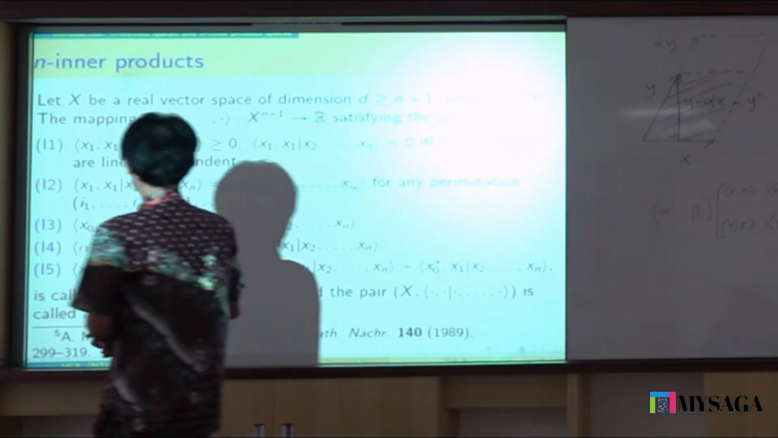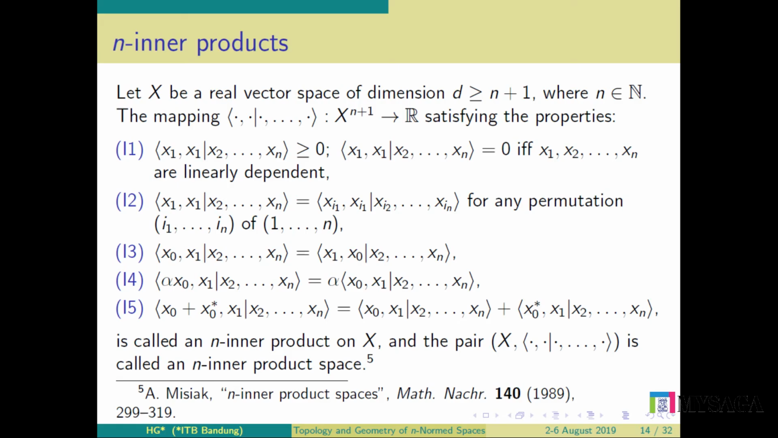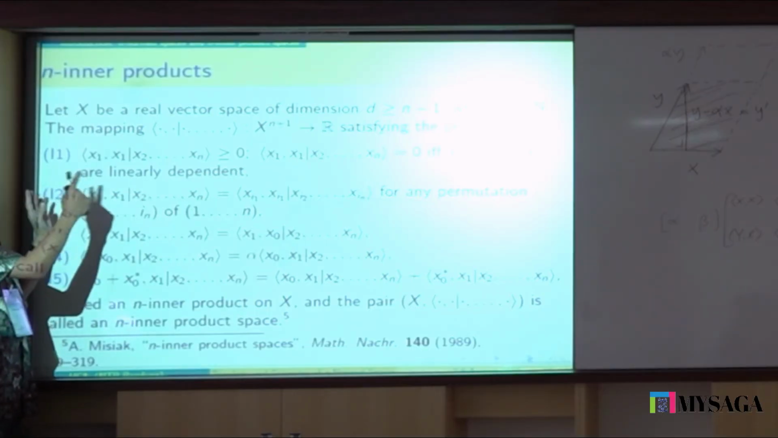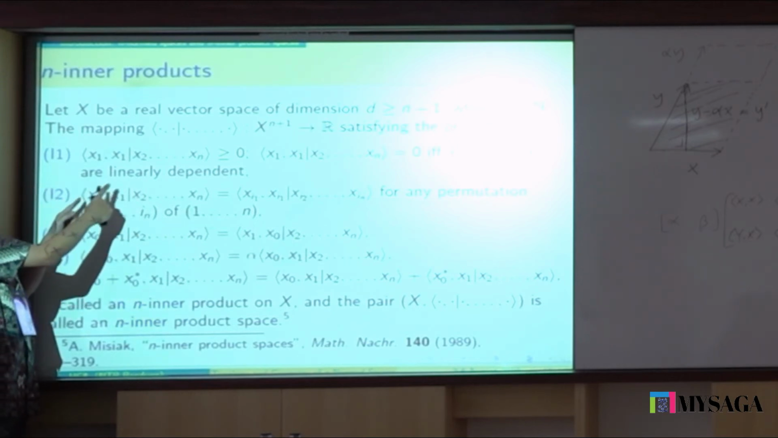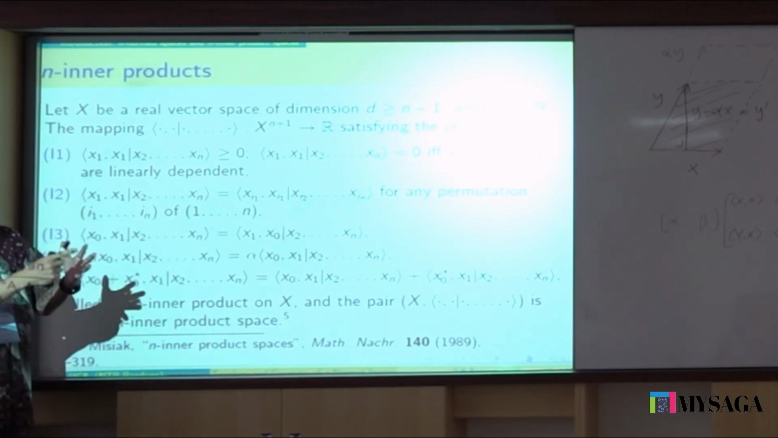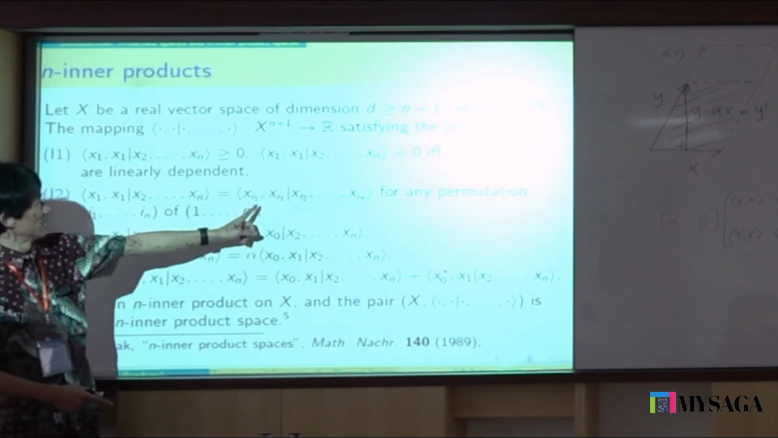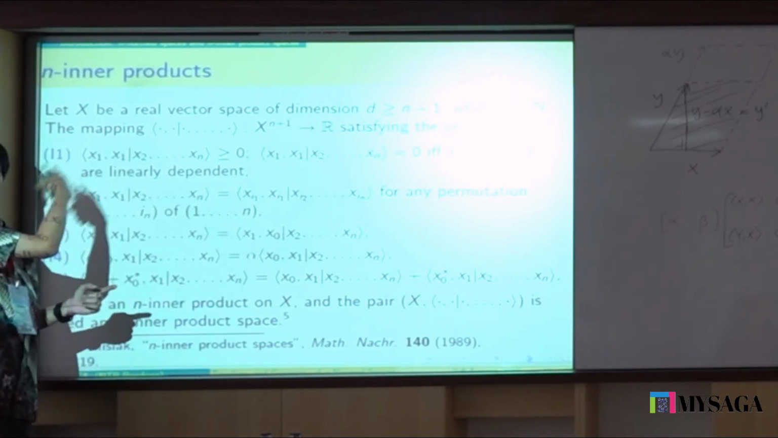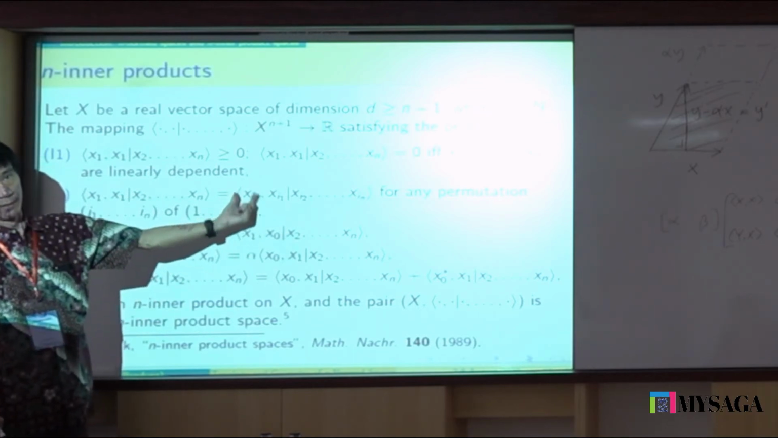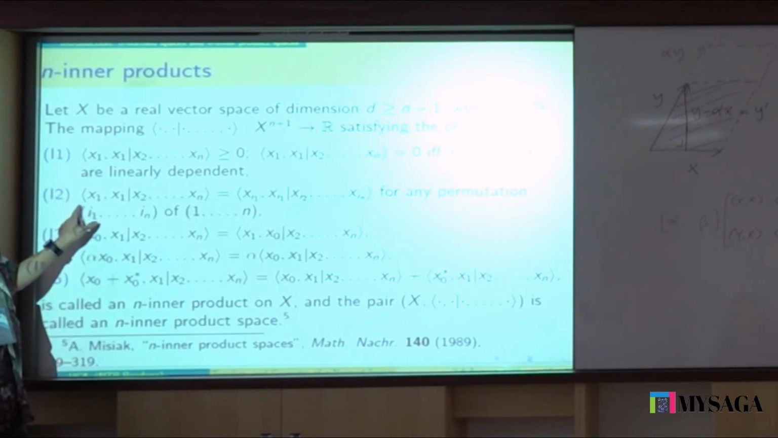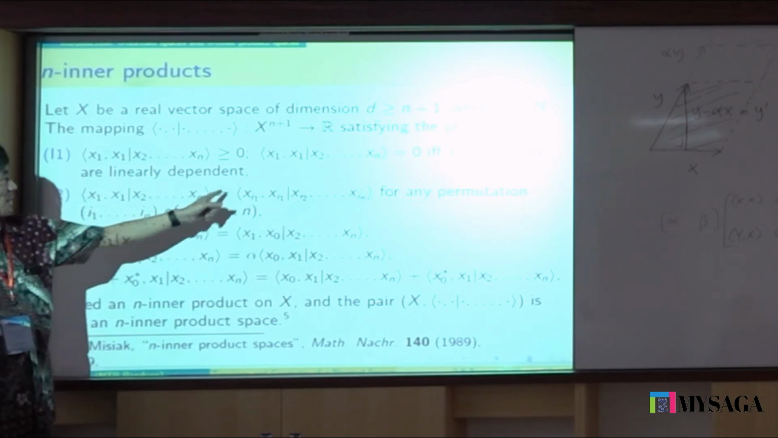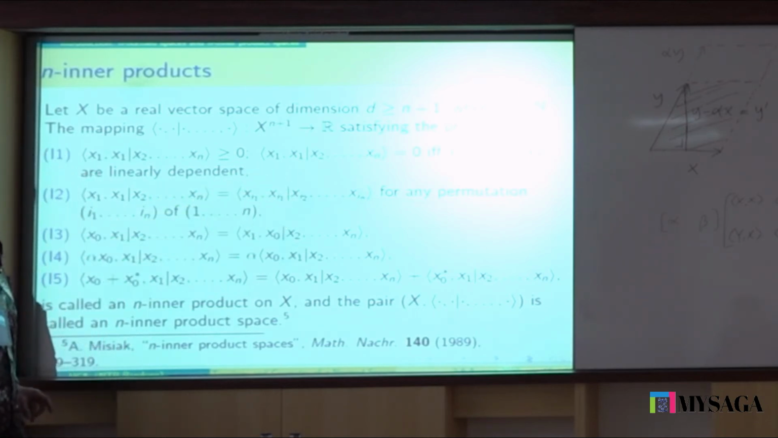But now the second property says that if we have the n-inner product of x1, x2 up to xn, then it is invariant under permutation. So for example, x2 can move to another position, but as a pair. This expression is the same as that expression for any permutation i1 up to in of this sequence 1 to n.